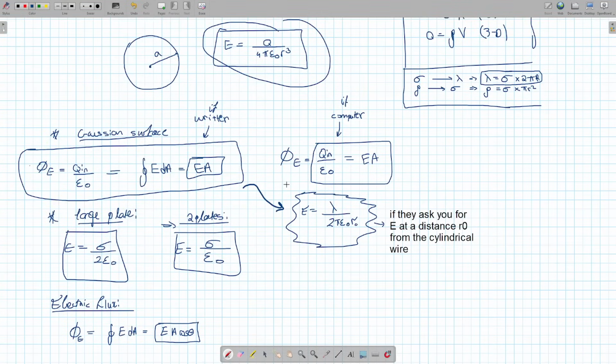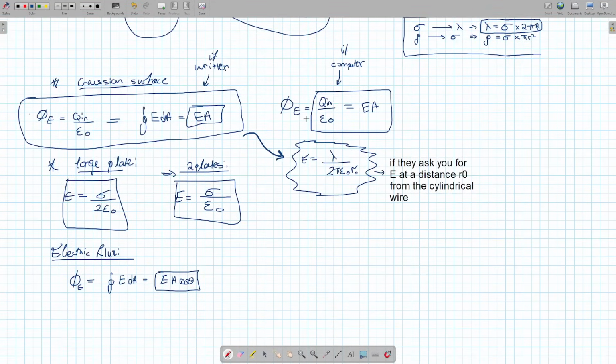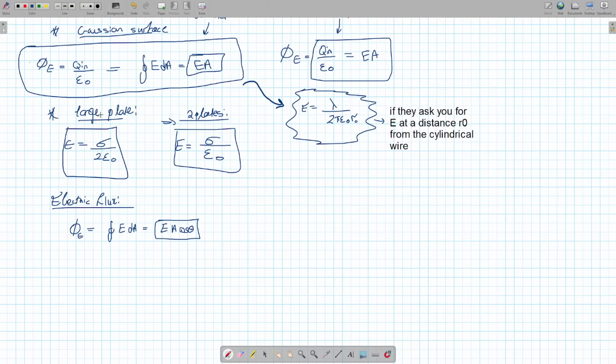Now for a Gaussian surface, anytime you want to find electric field, if it's written, you write it down like this. If it's computational, you write q enclosed over epsilon naught equals EA. You write this down on your scratch paper and you solve. Now, if they give you a wire and they say from a distance r find the electric field, you have to use this formula, lambda over 2 pi epsilon naught r. Then, if you have plates, for one plate, the electric field is just this. If it's two plates, the two cancels out and you have sigma over epsilon naught. And the electric flux in general is just equal to this. If they say calculate electric flux, they give you E and A, you just do this.